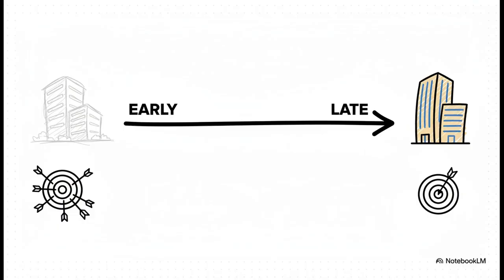Estimates also change and get more accurate over time. Think of it like drawing a building. Early on, you create what's called an order of magnitude estimate. It's kind of like a quick pencil sketch on a napkin. It gives you a general idea of the shape and size. It's super fast, but it's not very precise. It's really based on past projects.